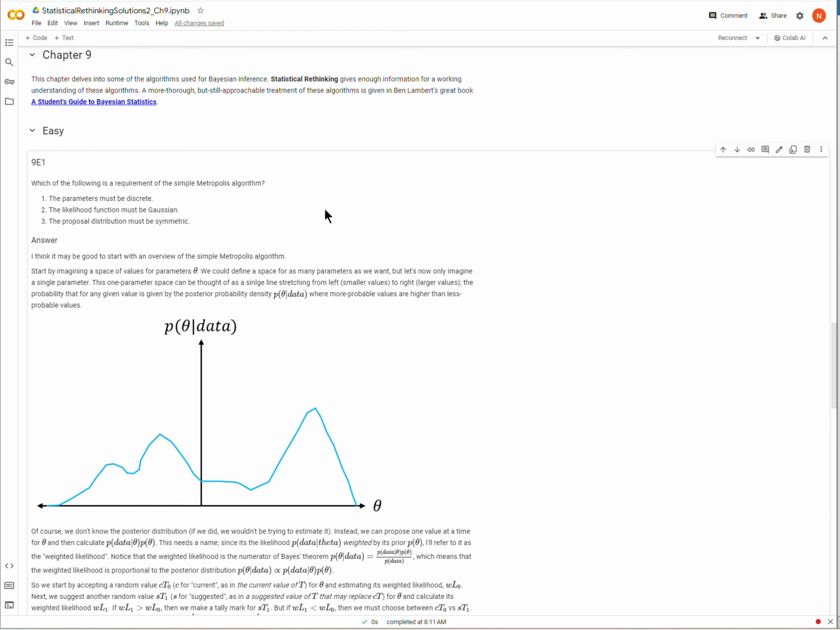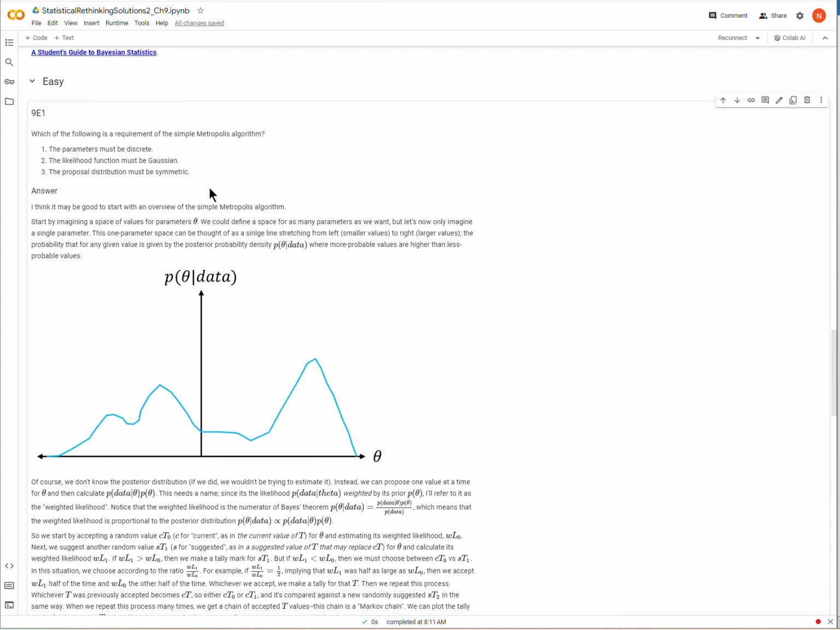There are several ways of using Markov chains, and maybe the first way that was developed was called the Metropolis algorithm. That's what this first question here, 9E1, deals with. The book gives a cute little example about the Metropolis algorithm. I don't know that you really need to know the ins and outs of the Metropolis algorithm to be able to do Bayesian inference, especially since the software that you'll be using is not doing Metropolis.